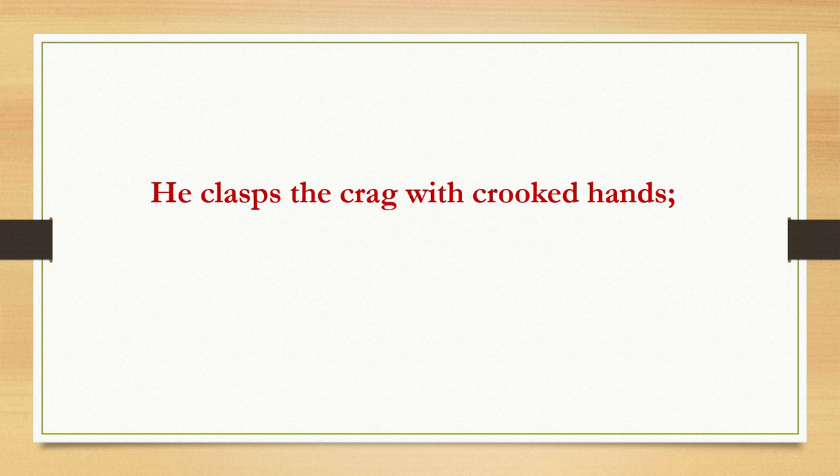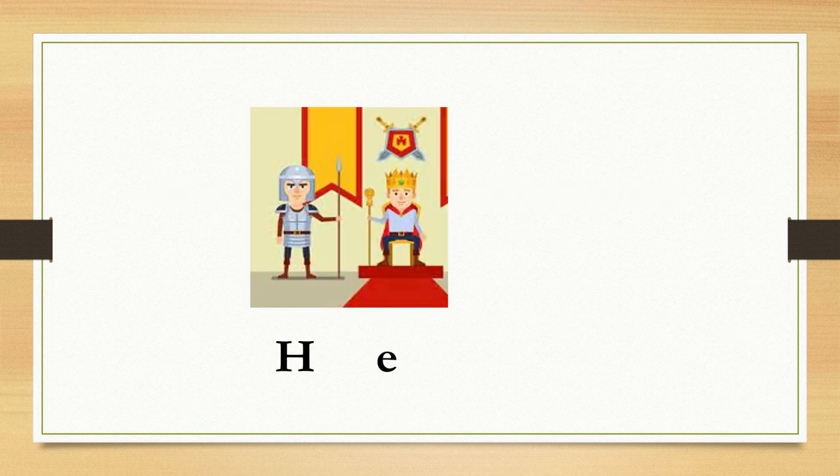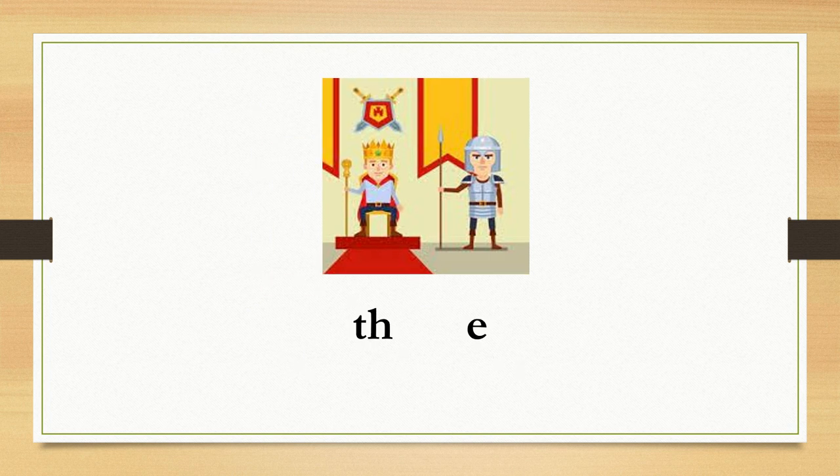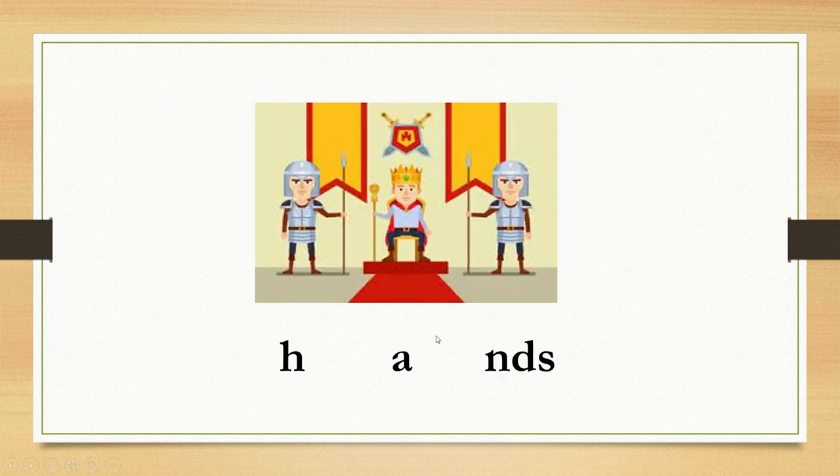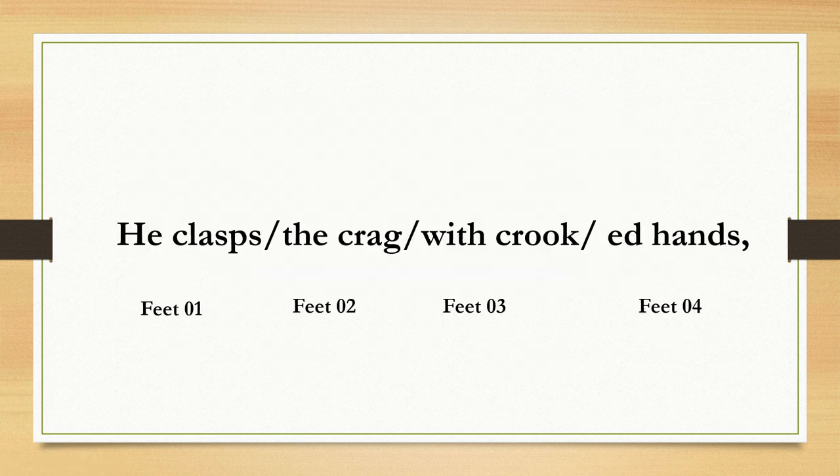He clasps the crack with crooked hands. Let's find out syllables. Clasps, these are monosyllabic words, crack, with, crooked. There are two syllables. Actually, when you add es, ies, s, ed, when we add those suffixes, we can divide syllables from the suffix. And also there is a rule. What is it? There is one consonant and the first syllable is long sounded, so we can divide from the first consonant. Hands.